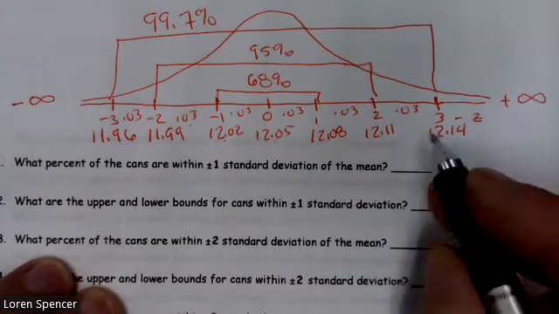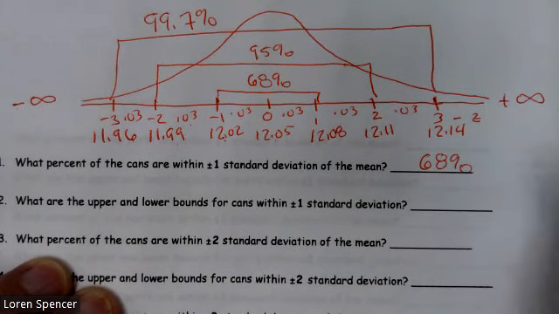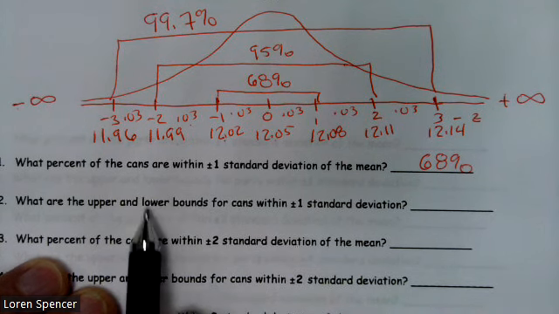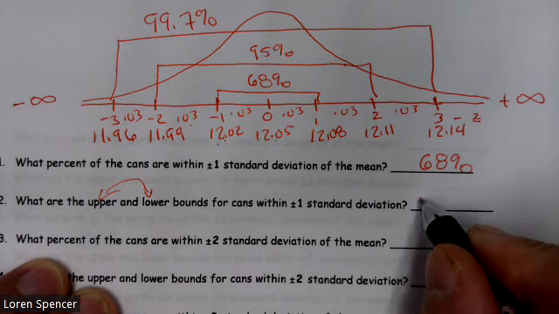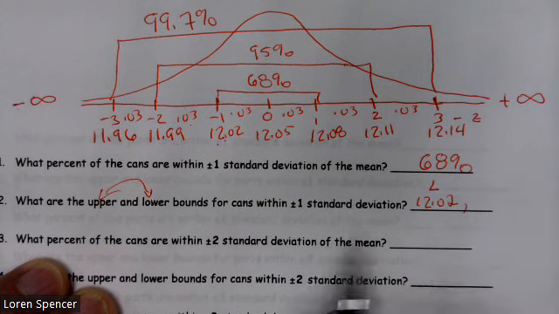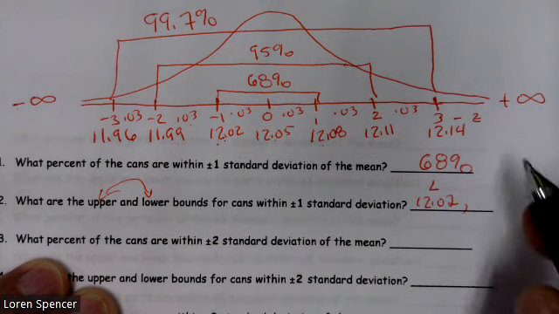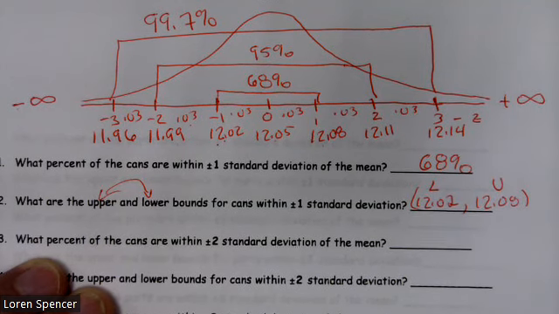So it says, what percent of the cans are within plus or minus 1 standard deviation? Regardless of the problem, if it's normal, it will always be 68%. So that should have been an easy one using the empirical rule. What are the upper and lower bounds for cans within plus or minus 1? Technically, this probably should have been swapped. This should have probably said lower and upper, because that's the way I'm going to write it. My lower bound for 68% is 12.02. And just for my sake, I'm going to label that lower. And my upper bound is 12.08. And we just write it kind of like an ordered pair.